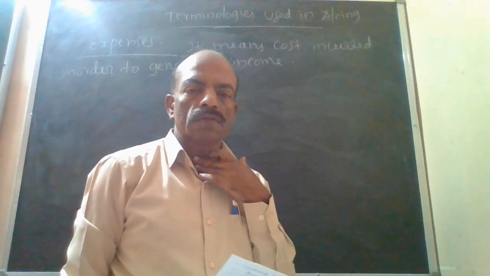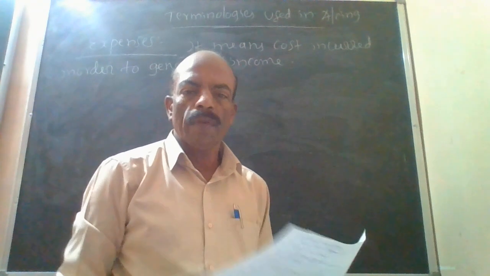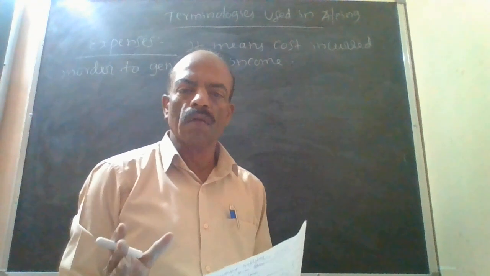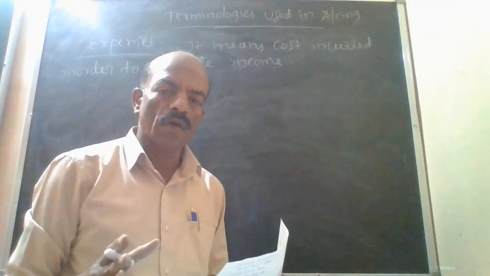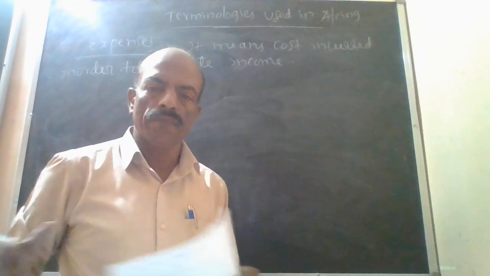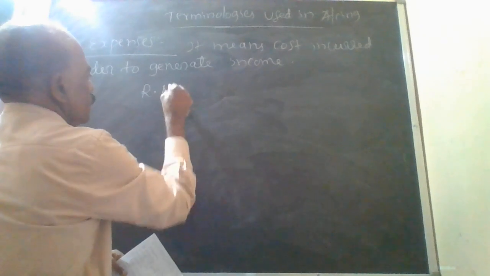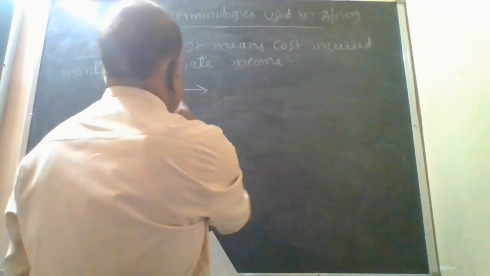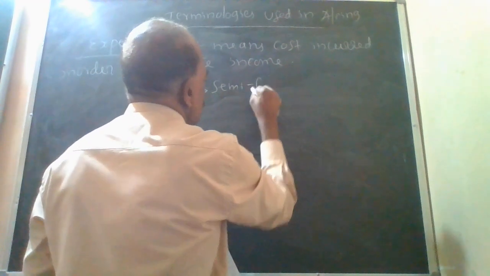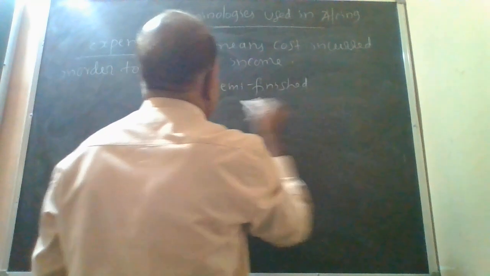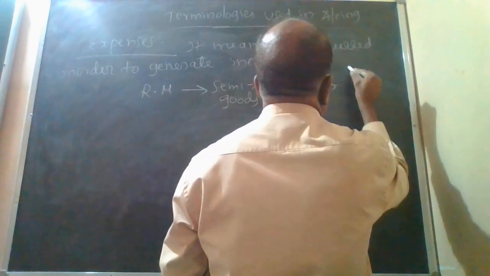For example, ours is XYZ company manufacturing cloth. To manufacture the cloth, we require raw material; cotton is required. Normally, in a manufacturing concern, they will convert the raw material into a semi-finished product or finished product. Raw material is converted to semi-finished goods, then they will convert it to finished goods.